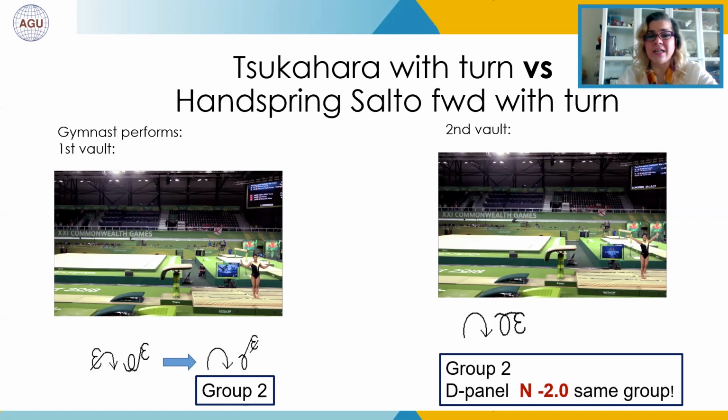In this case, unfortunately, if the gymnast is competing in the qualification to the apparatus final or the apparatus final, she will receive in the second vault here a neutral penalty made by the D panel from the second vault score, a 2-point deduction, okay, for performing the same vault from the same group, because it must be from a different group and a different second flight phase.